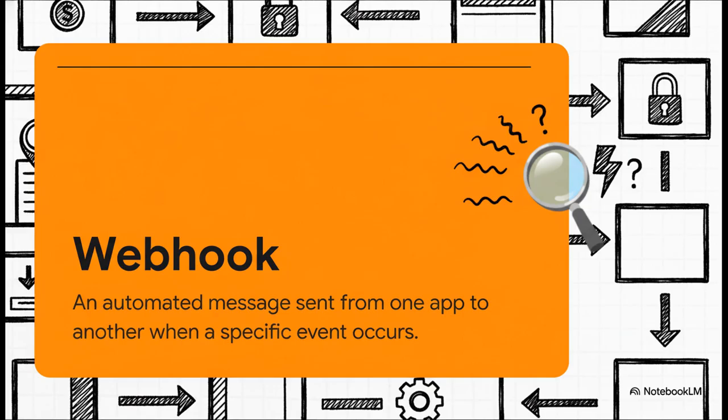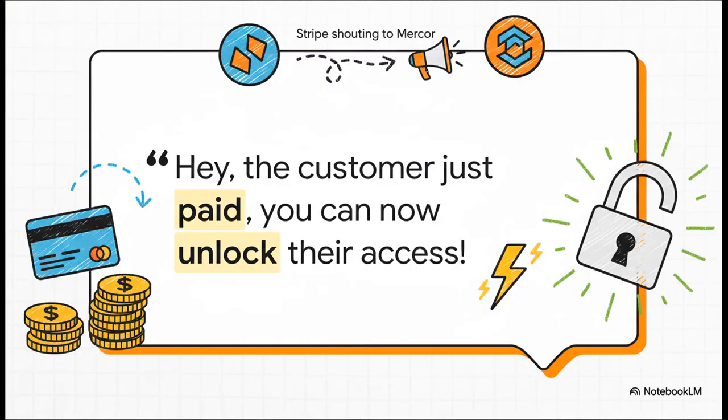Okay, now for the real brains of this whole operation, the webhook. So the technical definition is, it's an automated message sent from one app to another when a specific event happens. You know, that sounds a little dry. What does that actually mean for us? It means this. The webhook is basically Stripe shouting over to Mercor, hey, that person just paid, you can go ahead and unlock all their premium features right now. It's this real-time messenger that makes the whole automation feel totally instant.